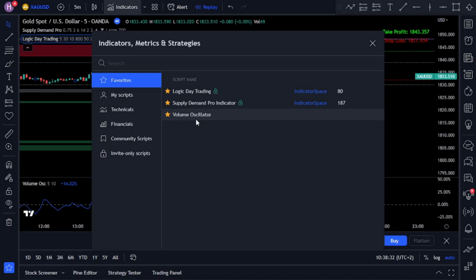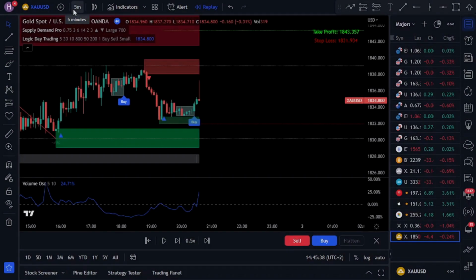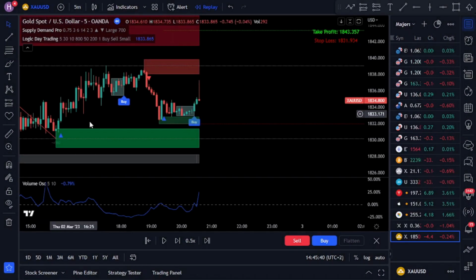The last indicator that we'll be adding is the volume oscillator by TradingView. It detects volume in the market so that we have enough momentum for the prevailing trend to be formed. Now that we have all of the different components of our strategy, let's take a look at the rules for entering a buy or long position.